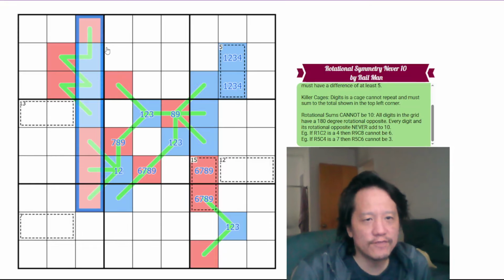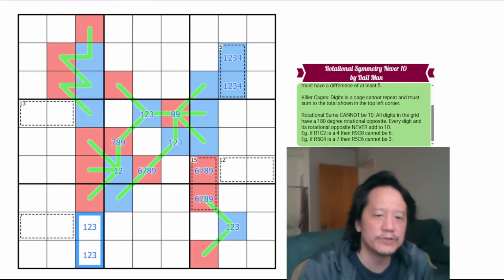We have 4 high digits in column 3. That means the rest of the digits cannot be high. So these are 1 through 5 here.